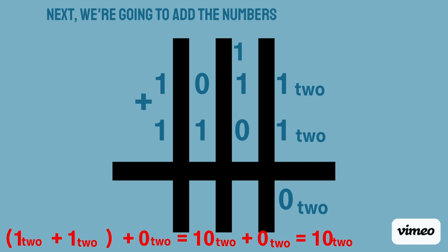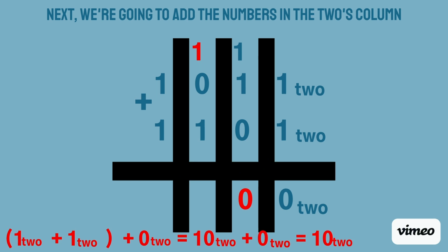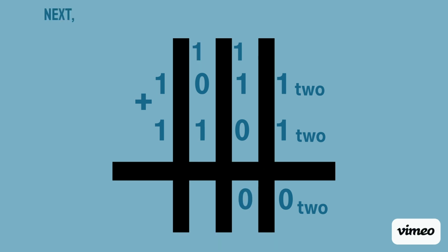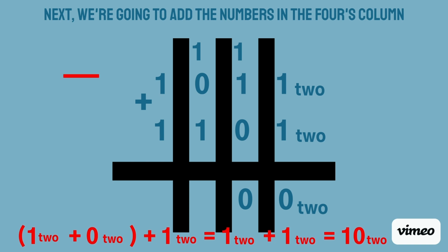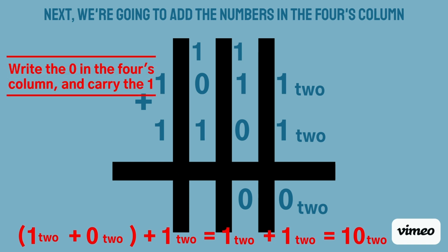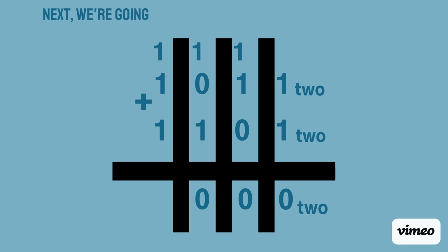Next, we're going to add the numbers in the 2's column. 1 plus 1 plus 0 equals 10 in base 2. We're going to write the 0 in the 2's column and carry the 1. Next, we're going to add the numbers in the 4's column. 1 plus 0 plus 1 equals 10 in base 2. Again, we're going to write the 0 in the 4's column and carry the 1.